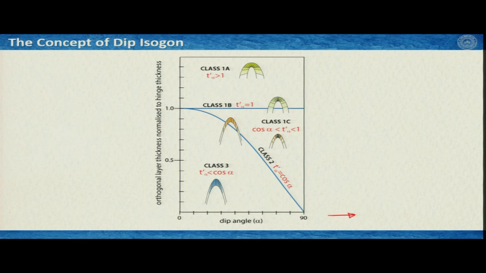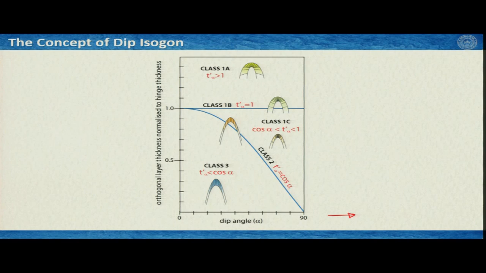So, between T prime alpha equal to 1 and T prime alpha equal to cos alpha, we have another class, which we call class 1c, where T prime alpha is greater than cos alpha and less than 1. And then we have another class, which is class 3, where T prime alpha is less than cos alpha. And therefore, we can actually define three classes. So, class 1, where we have three possibilities 1A, 1B and 1C.